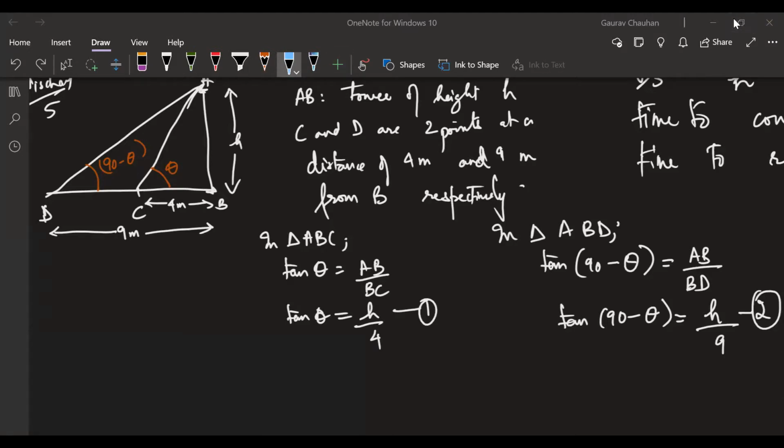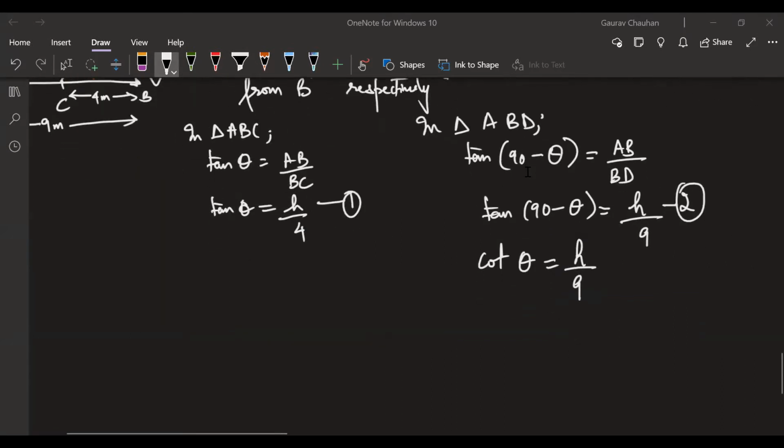Sir, I was thinking that tan 90 minus theta is cot theta. Perfect. So tan 90 minus theta, we know is cot theta. Complementary angles. This will become cot theta is equal to h by 9. How many of us following this? Tan 90 minus theta is equal to cot theta, right? This is an identity which we have learned. Cot theta is equal to h by 9.